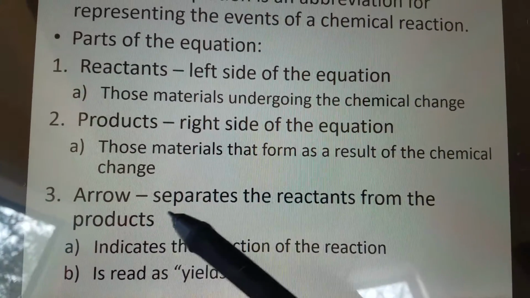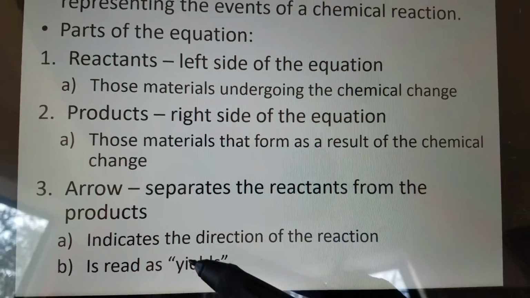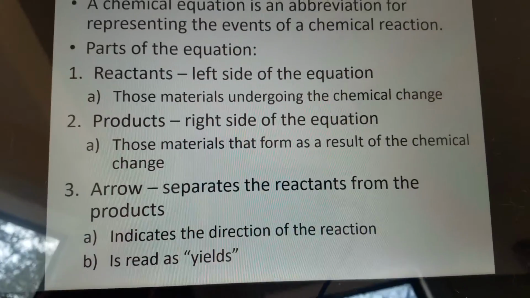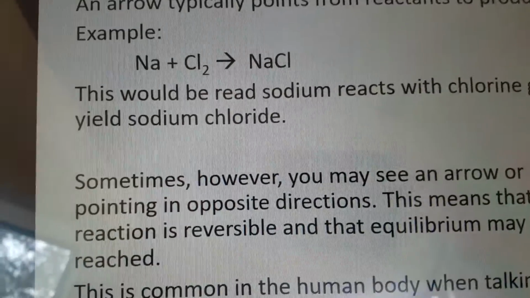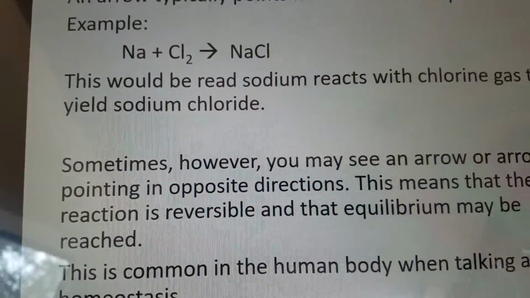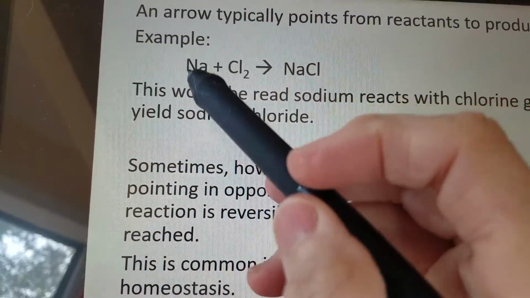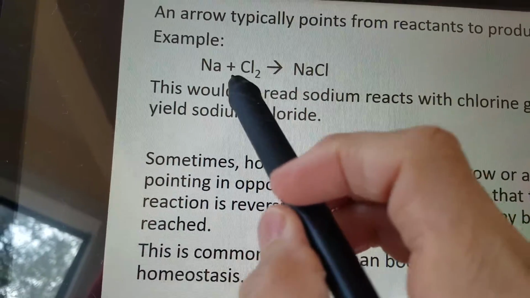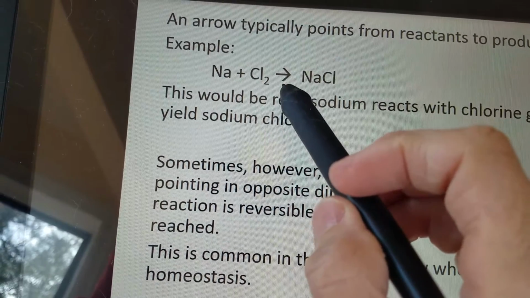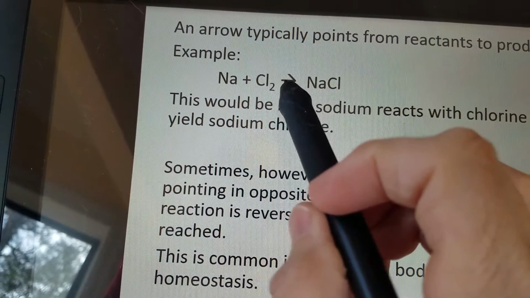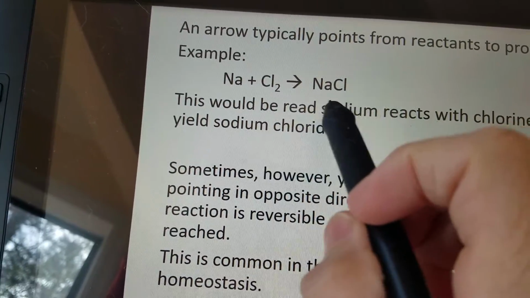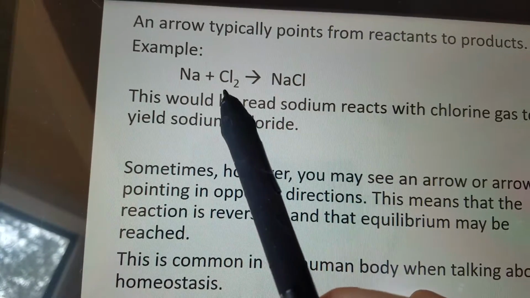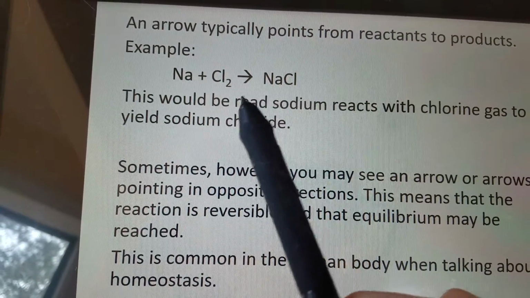And then you have an arrow that separates the reactants from the products and shows the direction of the reaction. It would be read as yields. So if you look at this particular equation that we have drawn here, these two substances are going to be reactants because they're on the left side. They're undergoing the chemical change. This is yields, and it shows that the reaction is going to the right, or toward the products. And then, of course, this would be my one product. So if I was reading this to you, it would be sodium reacts with chlorine to produce, or yield, sodium chloride.